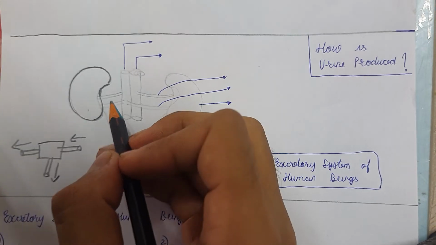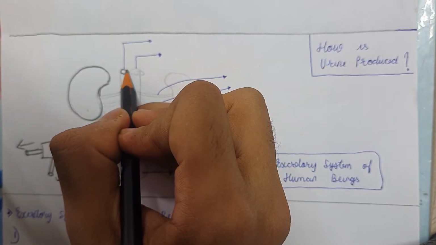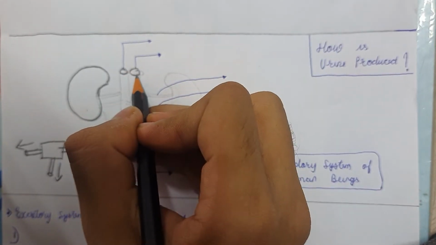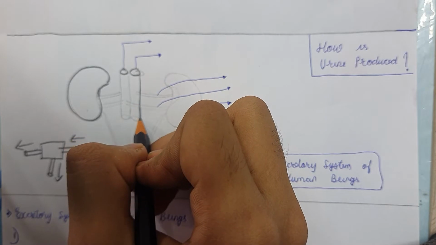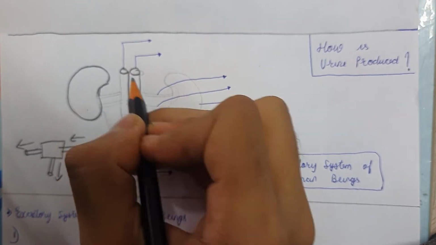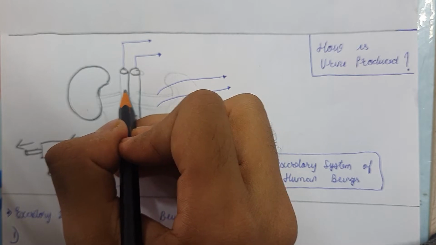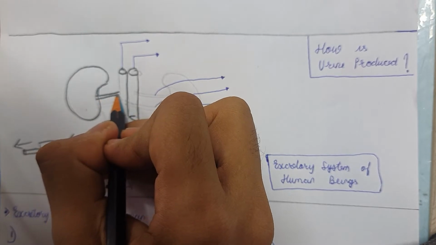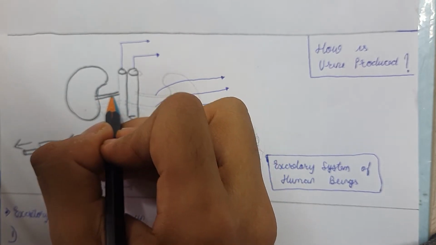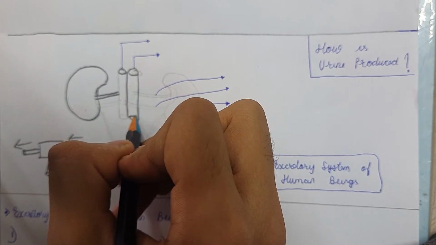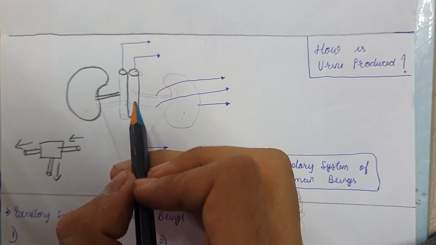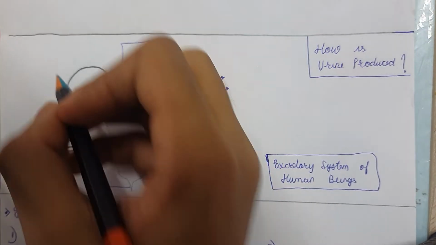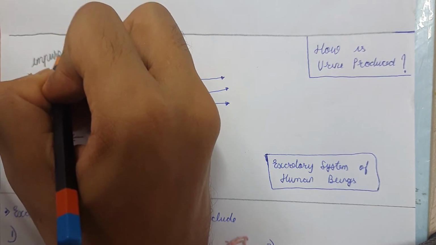Now what happens is that there is a tube, and from this tube one small tube will arise and it will go to this kidney. So this is behind this. This vessel is arising from this tube. This is a tube, and from it a small tube is arising. Now this tube will bring impure blood.